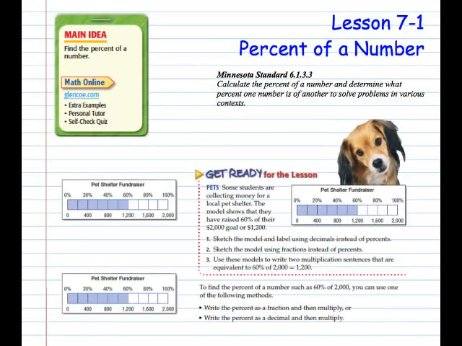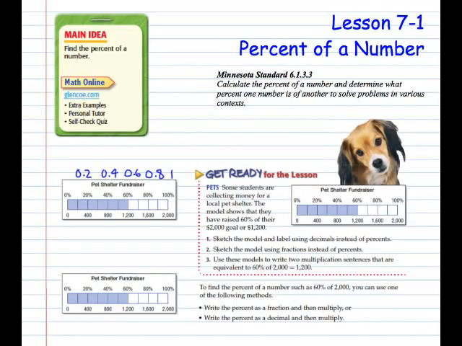As a decimal, 20%, we'll just write it over here as 0.2. 40% is 0.4, 60% is 0.6, 80% is 0.8, and 100% is 1.